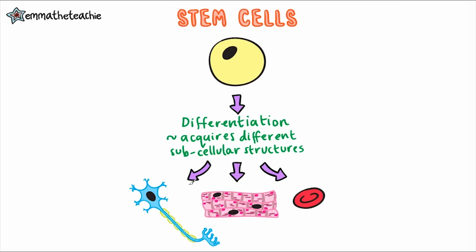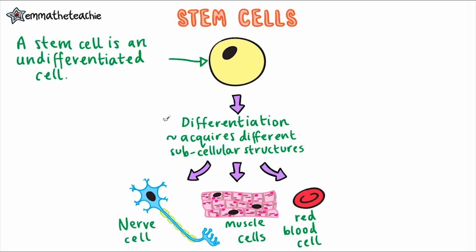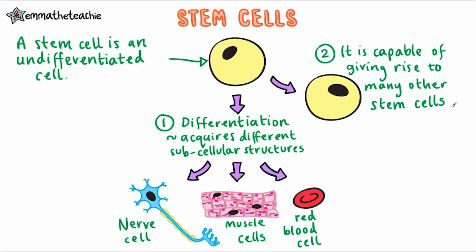Can you name these 3 specialized cells below? On the left, we've got a nerve cell. In the middle are muscle cells, and on the right is a red blood cell. This unspecialized cell is a stem cell. A stem cell is an undifferentiated cell, and they've got 2 main functions. The first we've already covered, which is differentiation to produce different cell types. And the second function is that it is capable of giving rise to many other stem cells, i.e., it can regenerate new stem cells. We're going to look at the uses of stem cells in animals and plants.